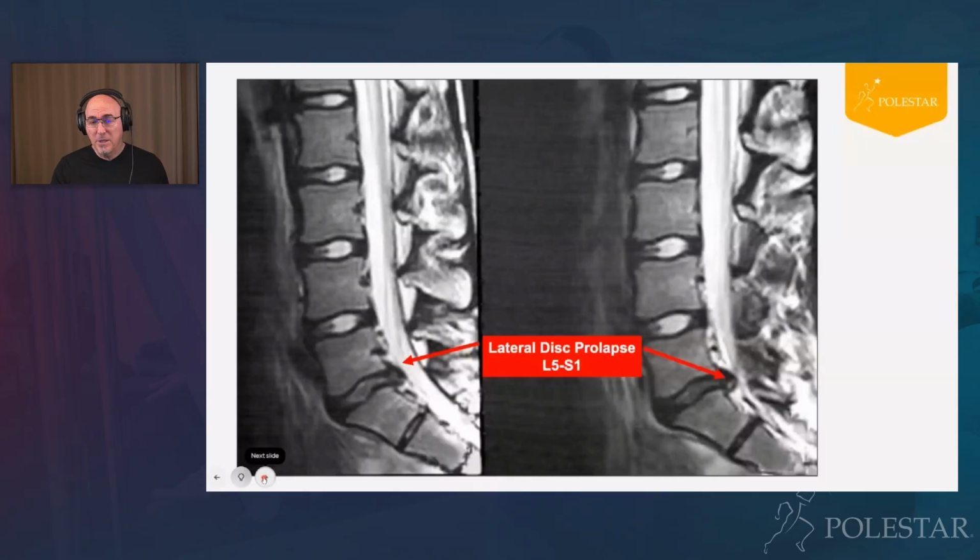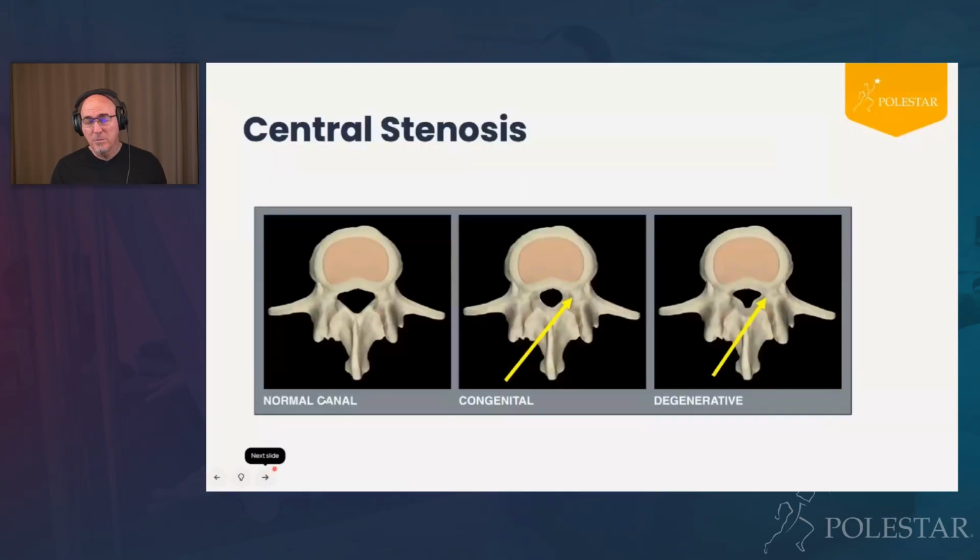And they might have symptoms and they might not have symptoms. When we look at bony structural, this is central stenosis. That means the central canal. So there's the normal canal, nice wide open, good foramen on the side, good height from the disc.